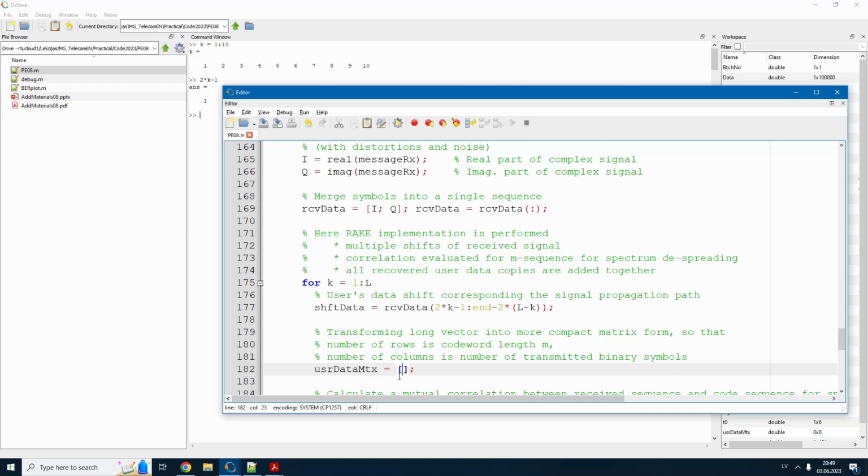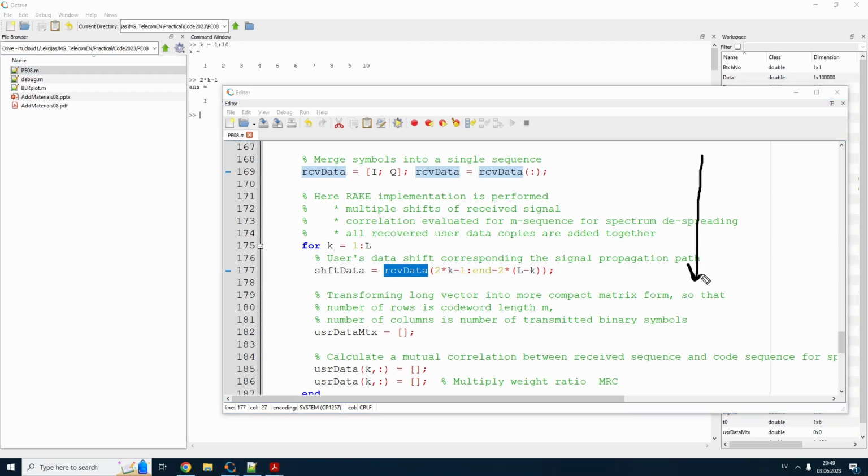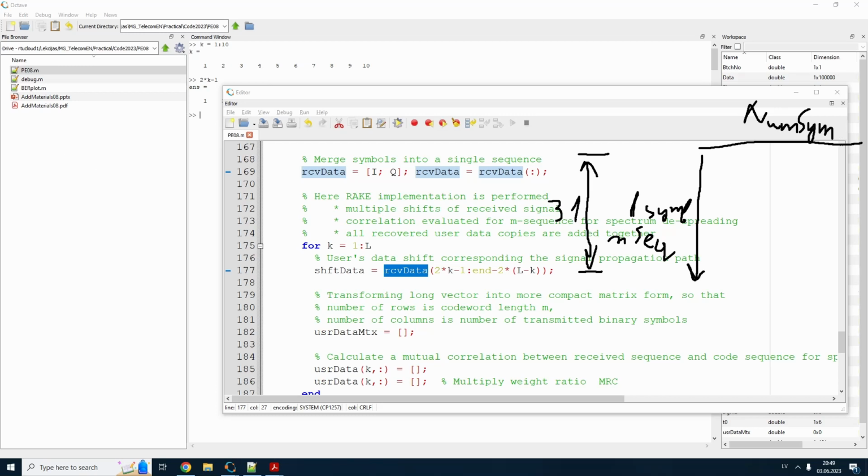So, next step would be quite simple. What we want to do now is to reshape this data so that each column is one symbol multiplied by the m sequence. So here we are going to have 31 rows, and the number of columns would accordingly be the number of symbols. So we need to do a reshape in this sense.